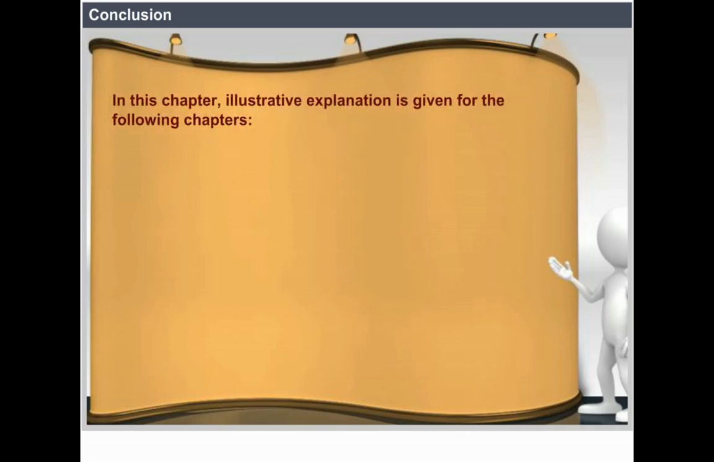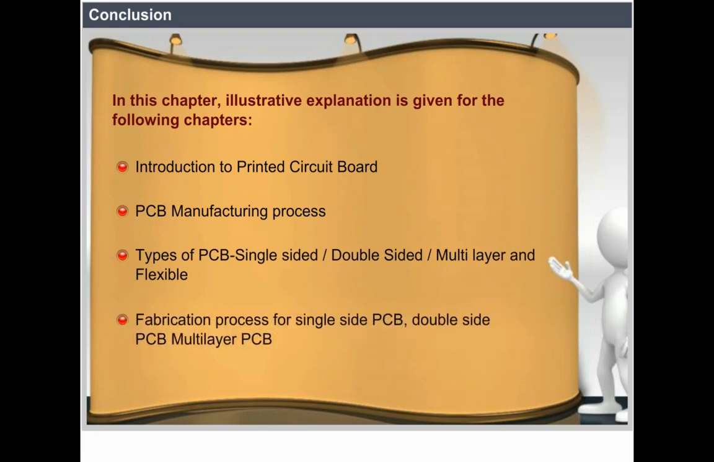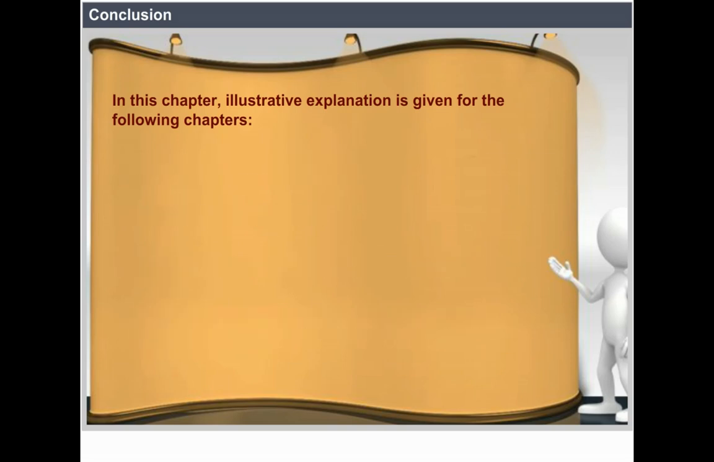Conclusion. In this chapter, we have covered the following in detail: Introduction to printed circuit board, PCB manufacturing process, types of PCB: single-sided, double-sided, multi-layer, and flexible. Fabrication process for single-sided PCB, double-sided PCB, multi-layer PCB. Soldering procedure. Repair of PCBs.